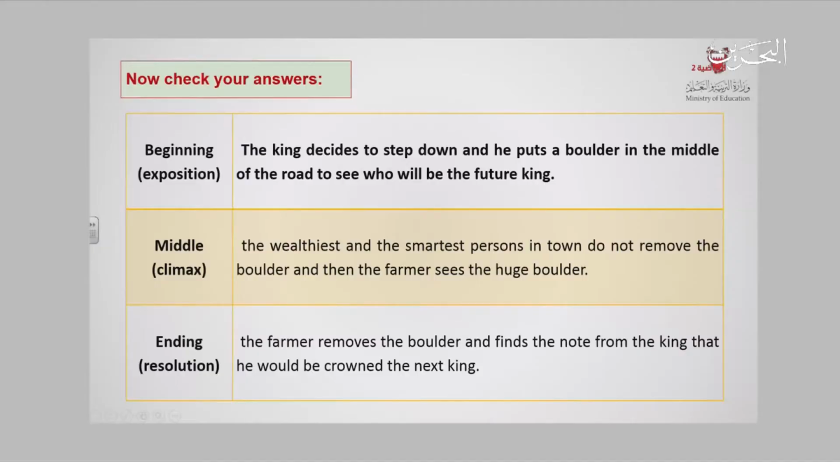Now, let's check your answers all together. In the beginning, the king decides to step down and puts a boulder in the middle of the road to see who will be the future king. In the middle, the wealthiest and the smartest person in town did not remove the boulder, and then the farmer sees the huge boulder. In the ending, the farmer removes the boulder and finds the note from the king that he would be crowned the next king.